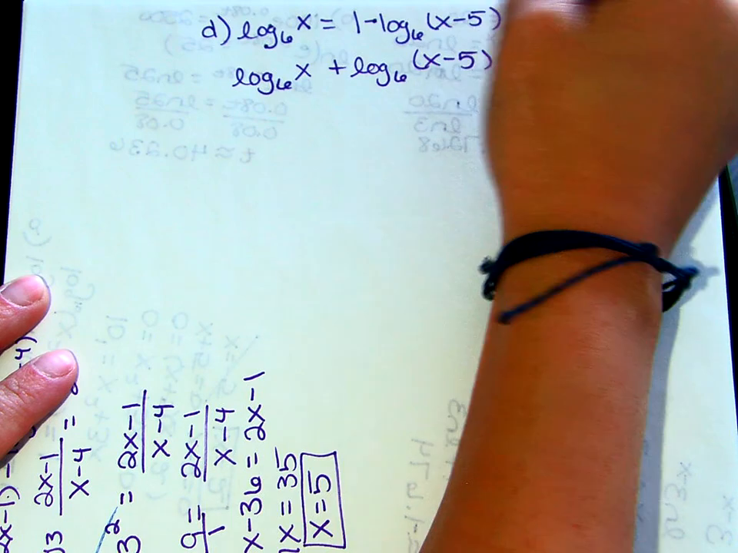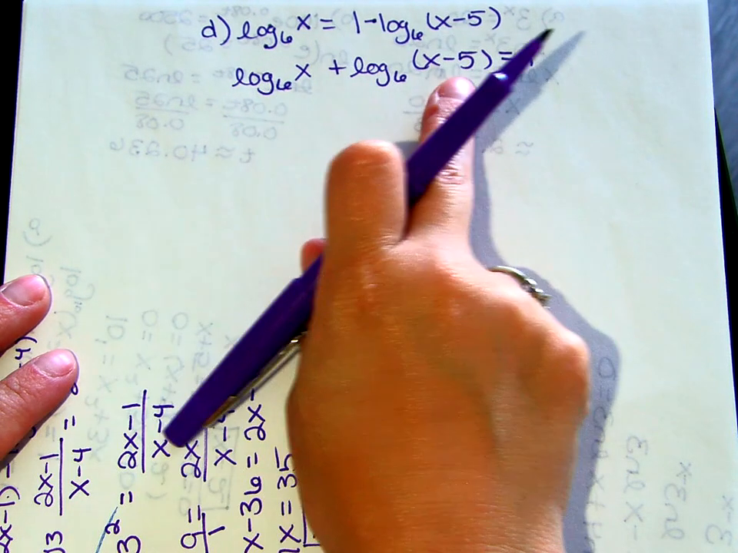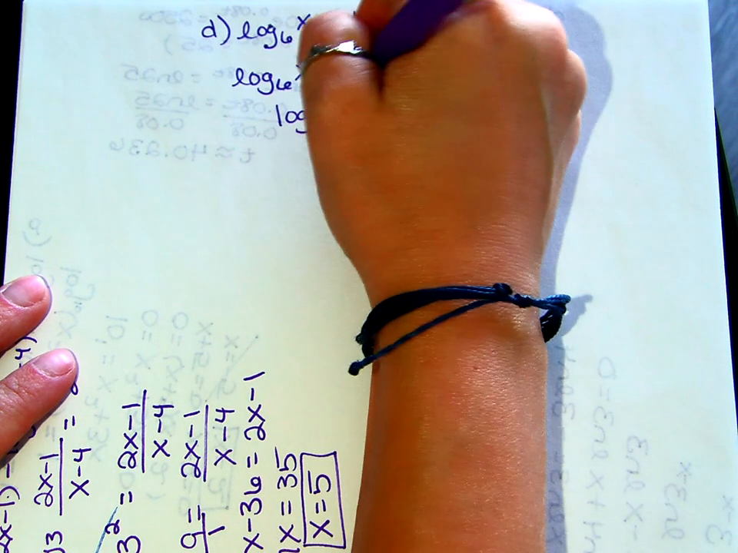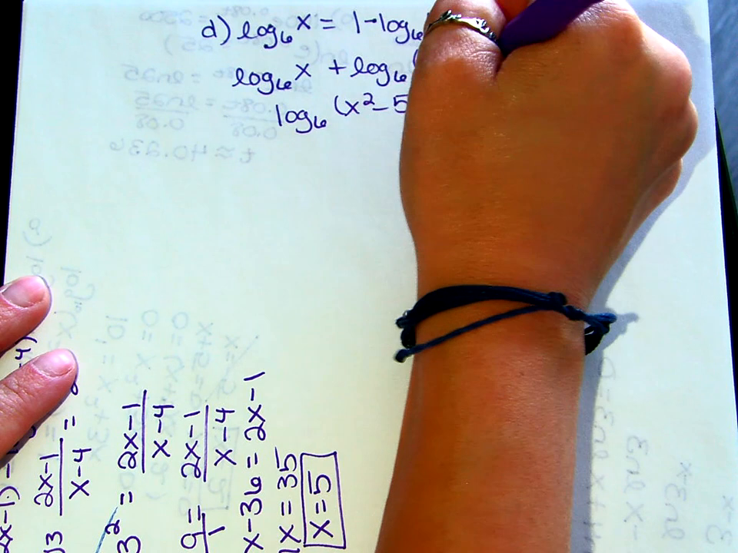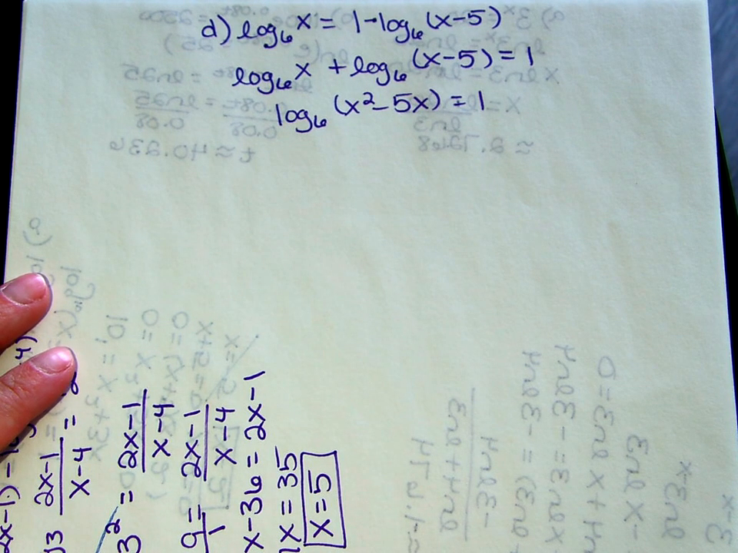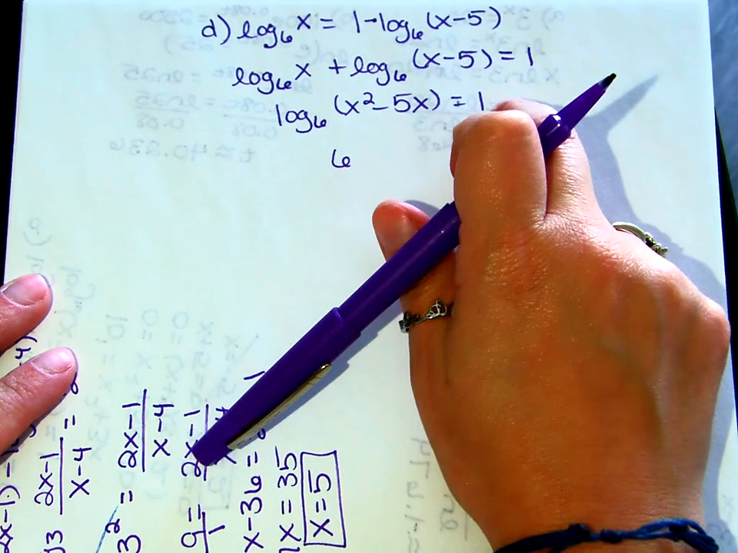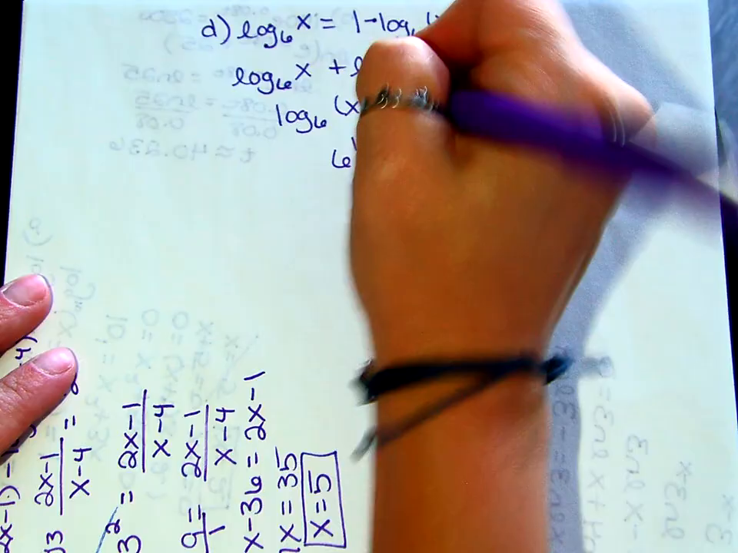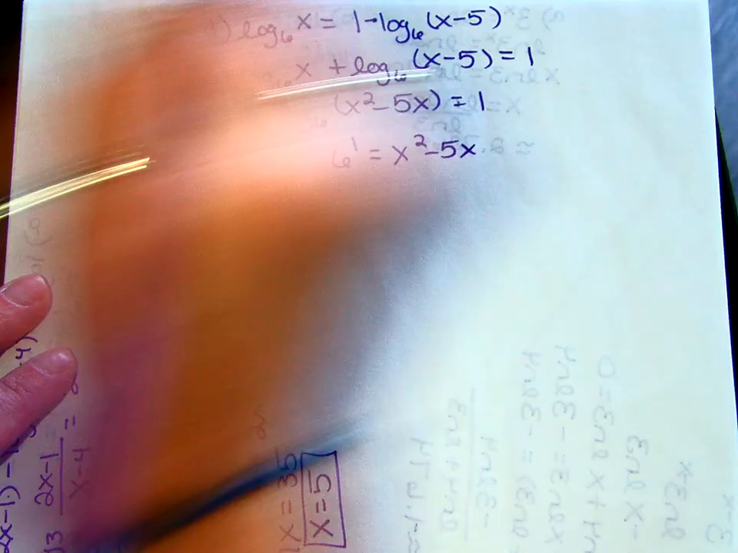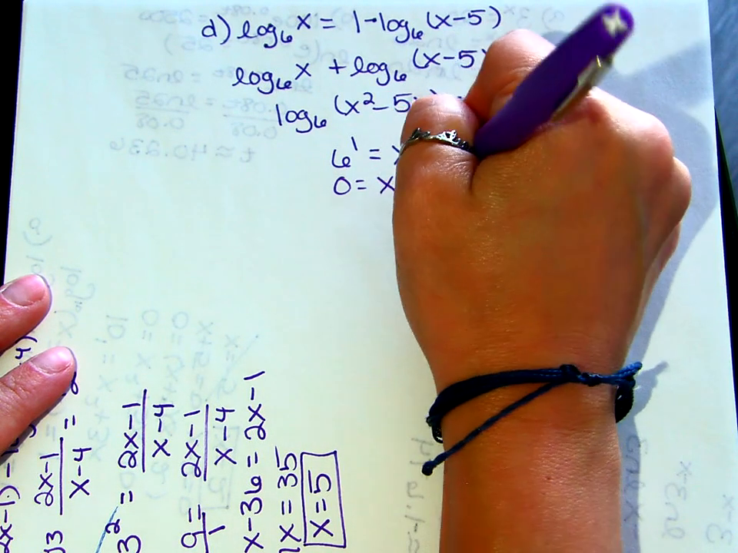Now using my product rule, I can combine this to where I have log base 6 of x squared minus 5x equals 1. Using the definition of a log, the base of my log becomes the base of my exponential. Base becomes base. The answer of my log becomes the exponent. And what I was taking the log of becomes my new answer. I'm going to subtract that 6 over so that I have a quadratic. Then it's time to factor.